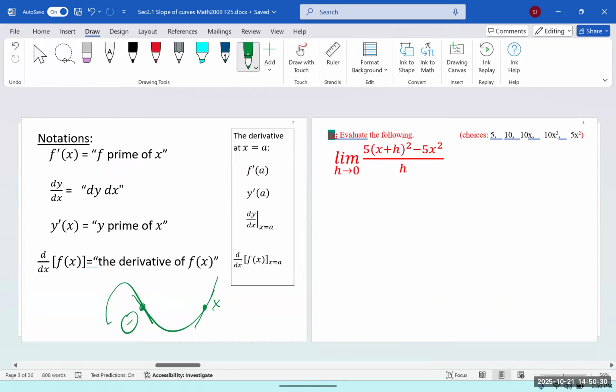Later, we are going to learn how to find the derivative without using the definition to make our life easier. But for now, it says use the definition of the derivative and figure out what's the slope of this function.